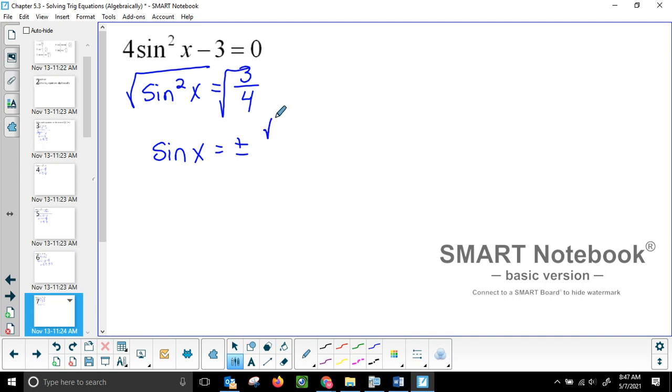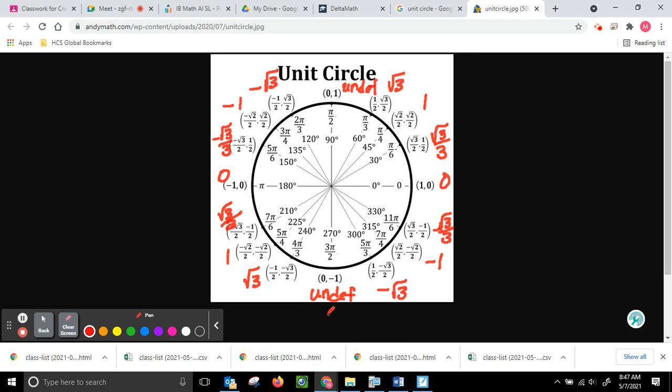All right, the square root of 3 can't be simplified. It's just the square root of 3. And the square root of 4 is 2. All right, so now we're looking for whatever sine of x is positive or negative square root of 3 over 2. So we look at our unit circle.